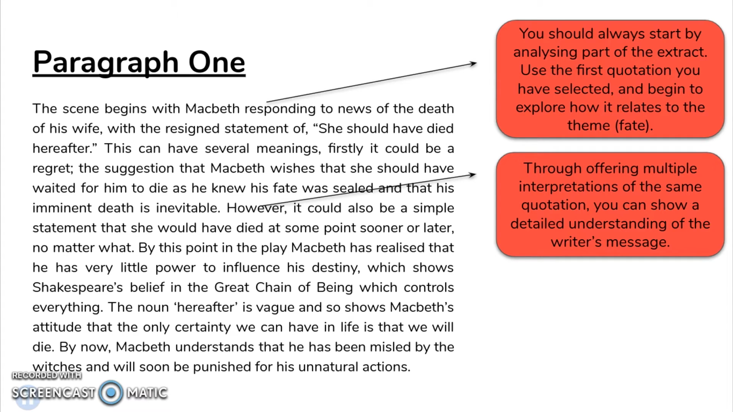I then talk about how at this point in the play, Macbeth realises he has very little power to influence his destiny, which is exactly what is the case by Act 5, Scene 5, and it shows Shakespeare's belief in the great chain of being which controls everything. Now, you've probably been told a lot about context with AQA English.